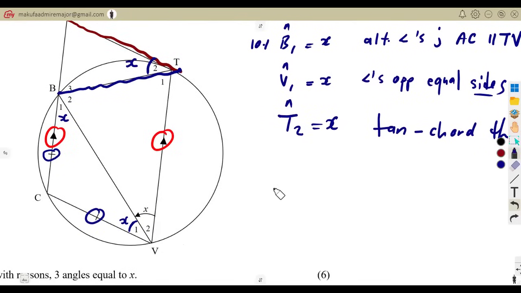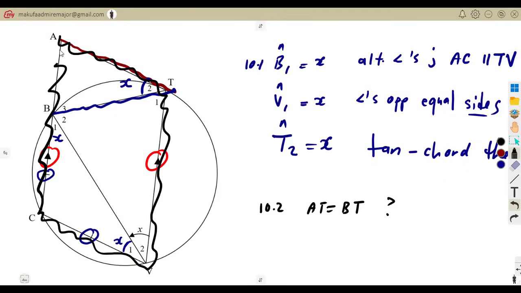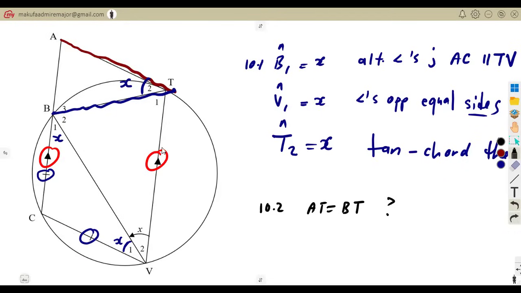How can we prove that AT is equal to BT? If ATVC is a parallelogram, remember, we know that opposite sides are parallel and equal.